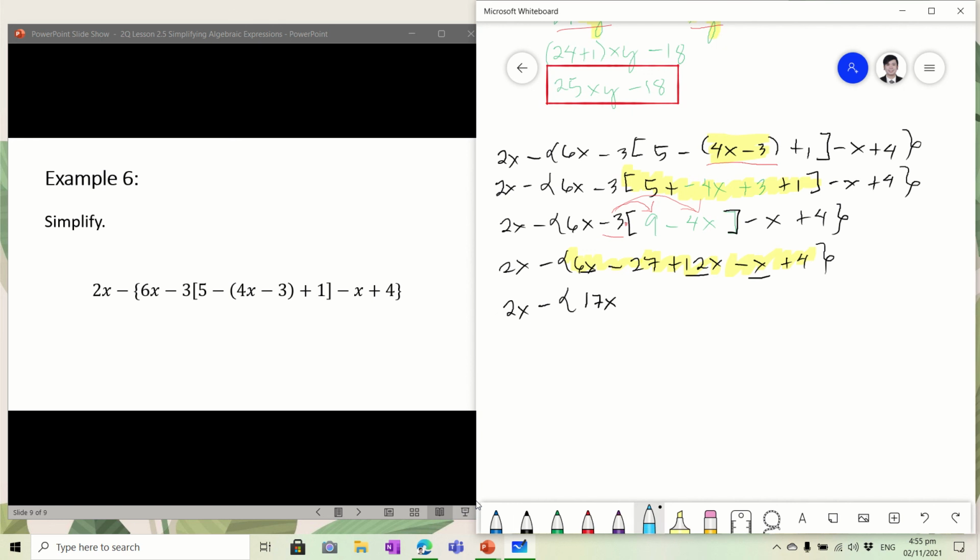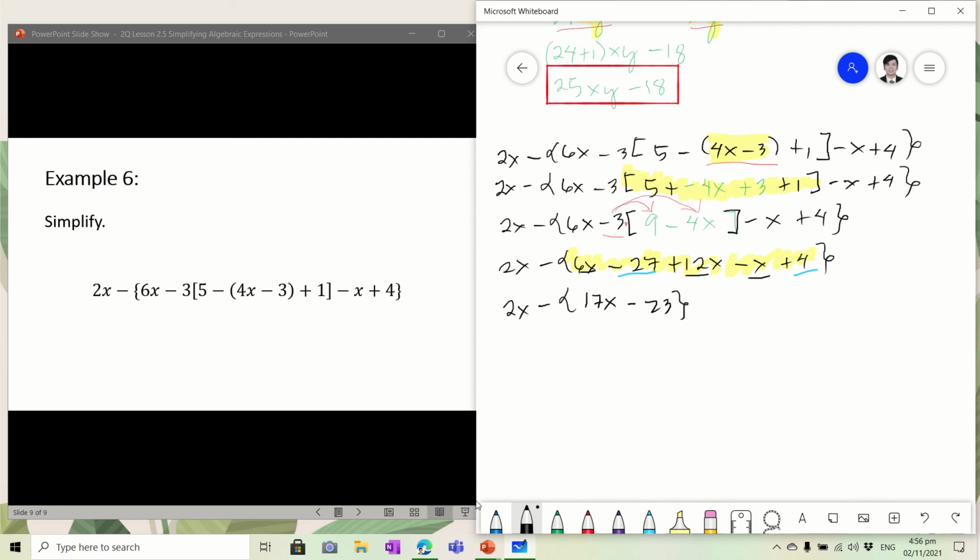The next, negative 27 and 4 are like terms because both are constant terms. They have different signs, so you need to subtract them. 27 minus 4 is 23. Then this is larger compared to a 4. So you follow the sign of 27, which is negative. So now, whatever is inside the braces, it's already simplified. So you deal with the ones outside it.